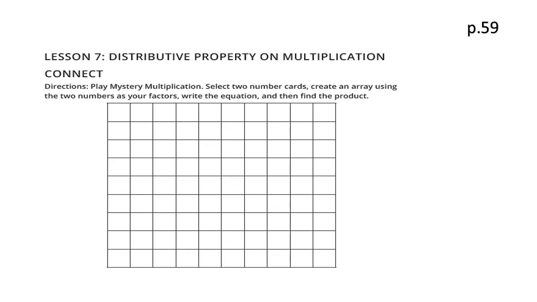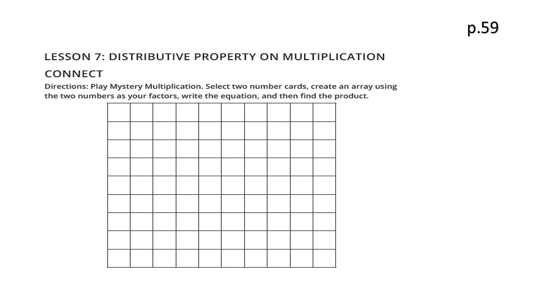Good. If you're ready, bring your book, open page 59, and our lesson today is about the distributive property of multiplication. Now, on this page, we need to select two numbers as our factors. Then we write the equation. After that, we find the product. So I choose 2 and 3.